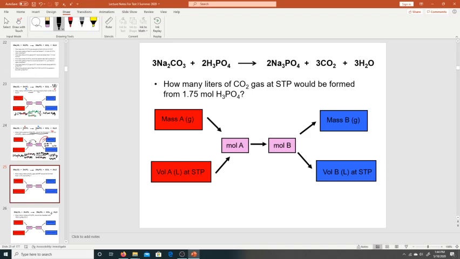How many liters of CO2 gas at STP will be formed? That's your question. That tells you now that your B has to be CO2.